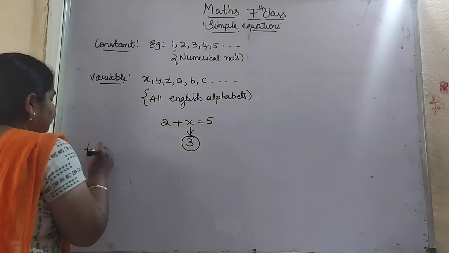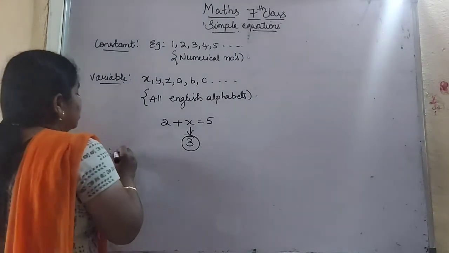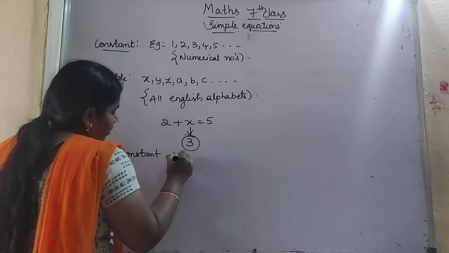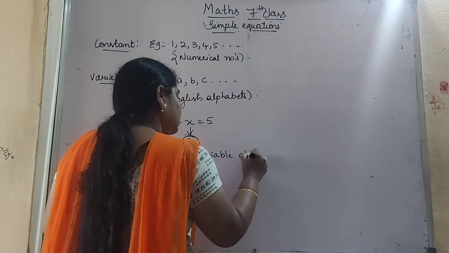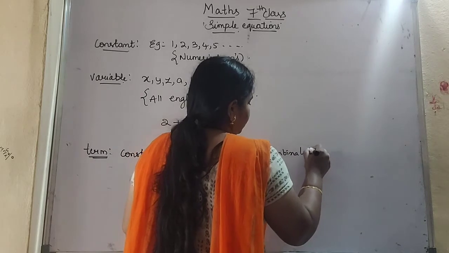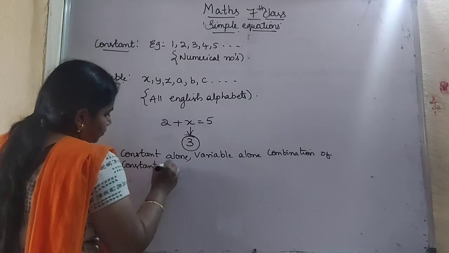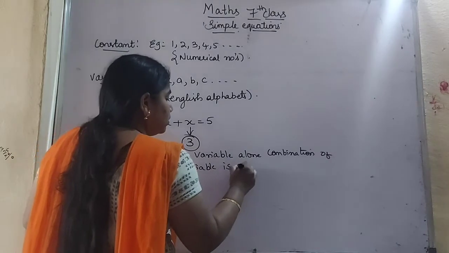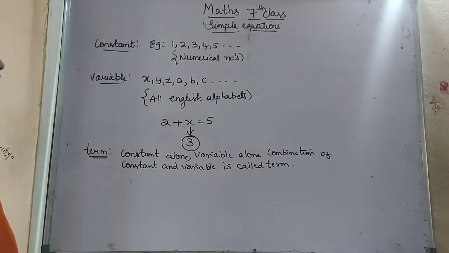And next is term. So what do you mean by a term? It is constant alone, variable alone, combination of constant and variable is called a term. So what do you mean by constant alone?